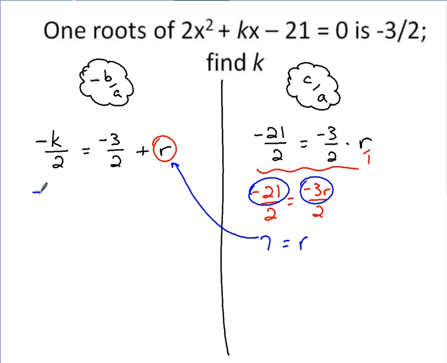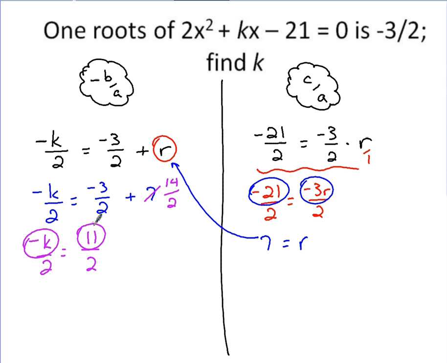Got negative K over 2 equal to negative 3/2 plus 7. It'd be nice to have a common denominator there with the 7. So the common denominator is going to be 2. This would be 14 over 2. Putting together what I can, we've got negative K over 2 equal to negative 3 plus 14, which gives me 11 over 2. Once again, could cross multiply or just use some common sense because the denominators are the same. Negative K has to equal 11, so K is going to be negative 11. We found what K is.